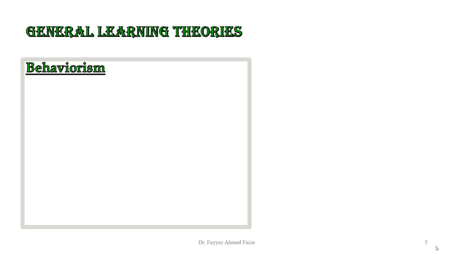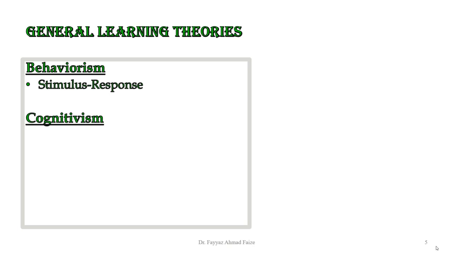Now the question is, what is behaviorism? As one can see, the word includes the word behavior. So it is a learning theory which is related to behavior. And with relation to behavior, this would be dealing with some kind of stimulus and response.